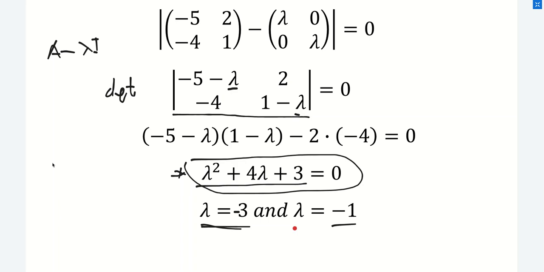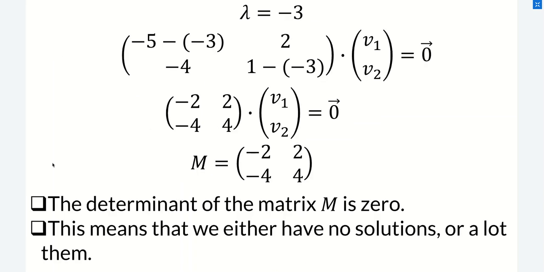All right, so negative 3 and negative 1. Here we do the substitution and we'll get this matrix out. Okay, so we've gotten a matrix. We'll talk about this matrix later on. Now, this is another matrix that we've gotten. We'll use it in our eigen decomposition.